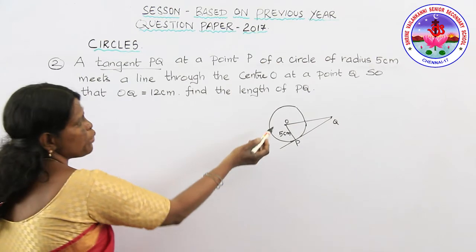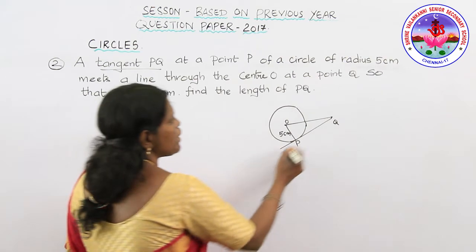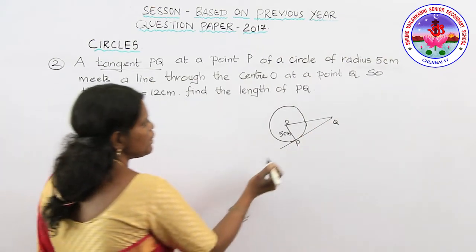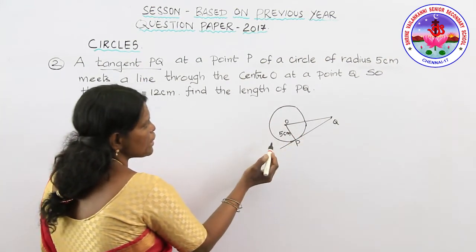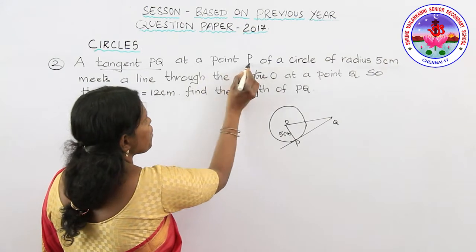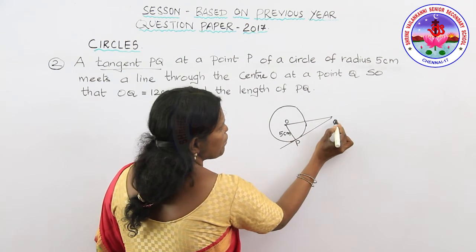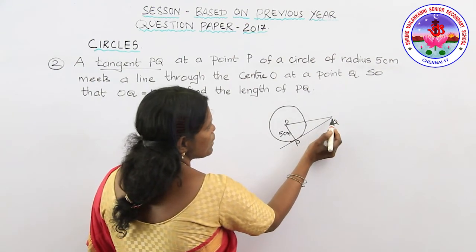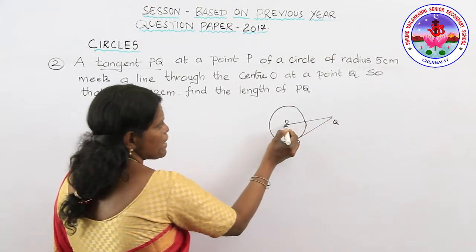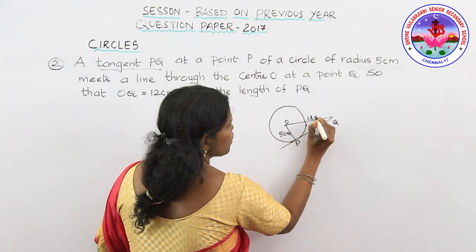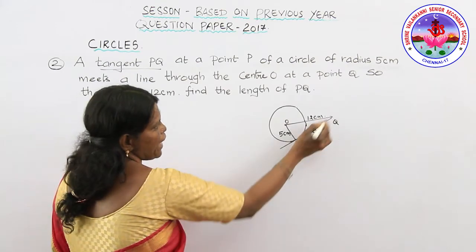I have drawn a circle with center O, and it talks about the tangent PQ. So I have drawn a line PQ and I am going to mark the points P and Q. The tangent PQ is drawn to the circle, touching the circle at point P, so I am naming this point as P, and the external point I am naming Q. Also, it is given that this external point Q is joined to the center of the circle by a line segment whose length is 12 cm. Now we need to find the length of PQ, that is, the tangent length.